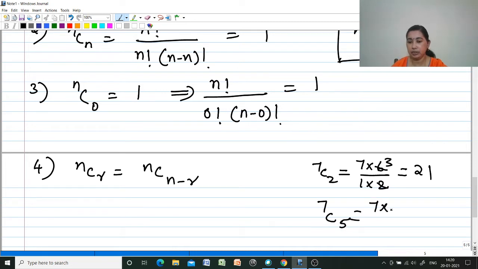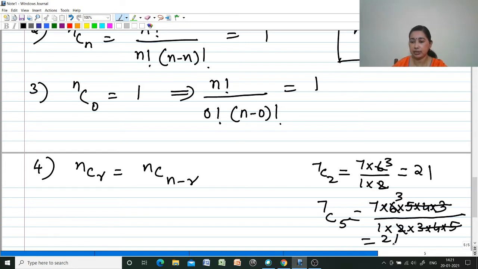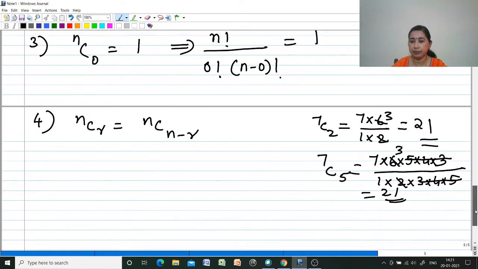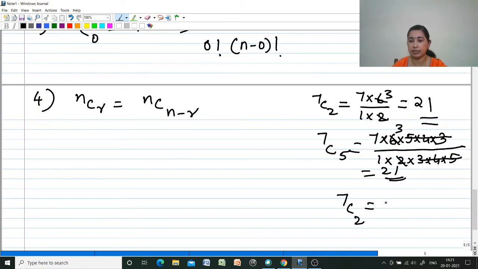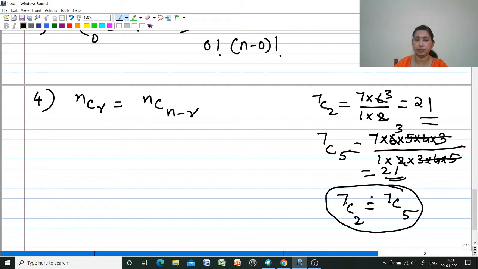7C5 means it is 7 into 6 into 5 into 4 into 3, 5 times we are decreasing, divided by 1 into 2 into 3 into 4 into 5, increasing up to 5. So here 3 into 4 into 5 is common, that can be cancelled, and here 6, 2 here 3 times. Again we are getting the answer as 21. So what does that mean? 7C2 is the same as 7C5, that is nCr is the same as nC(n minus r). So that is also another remark.